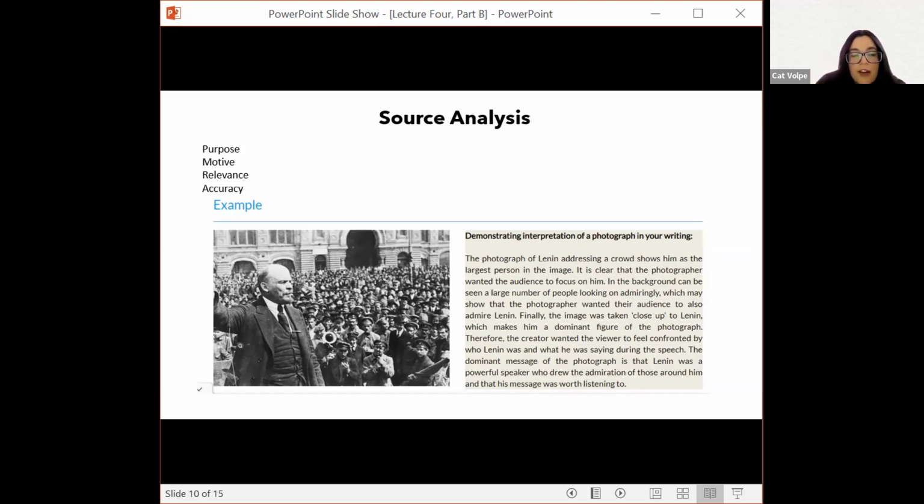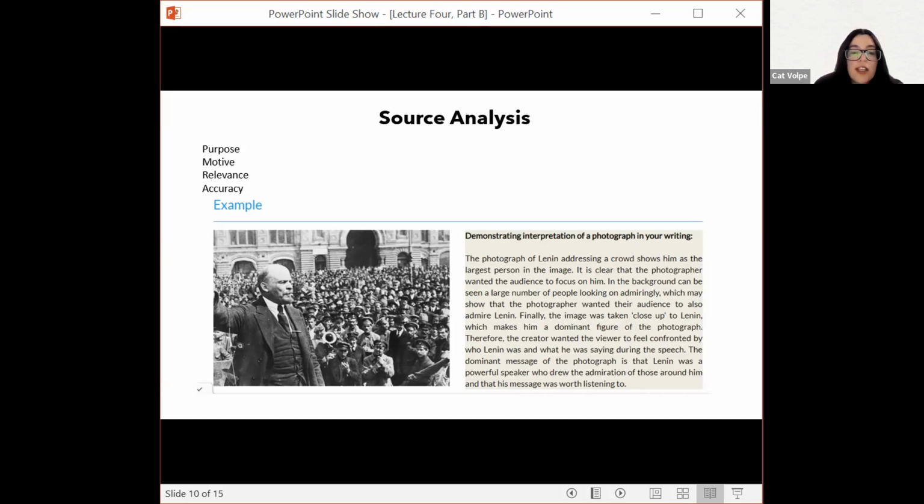So that has an impact right there. Okay, so him being in the foreground, it is clear that the photographer wanted the audience to focus on him. So everybody's looking at him. Okay, in the background, we can see a large number of people looking at him, which may show that the photographer wanted their audience to also admire Lenin, okay? So the purpose of and the reason for the photographer taking this photograph is what we're looking at here.